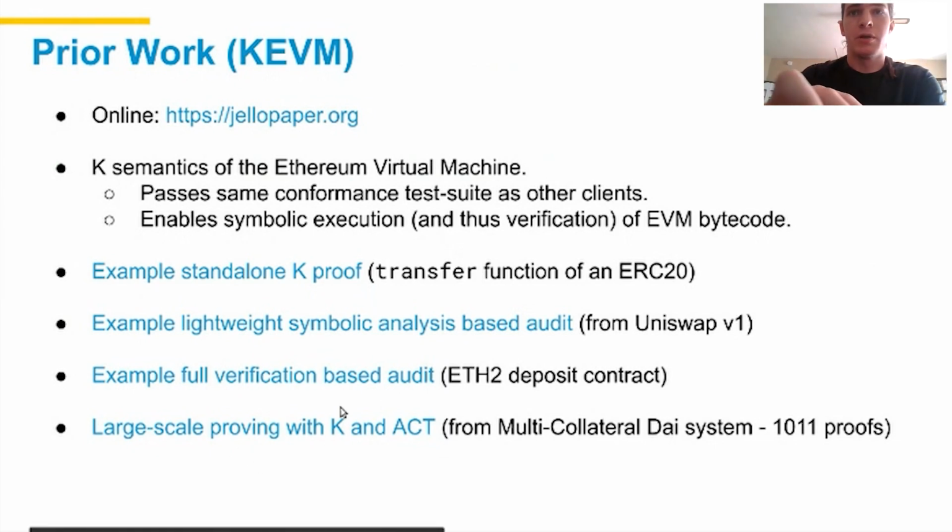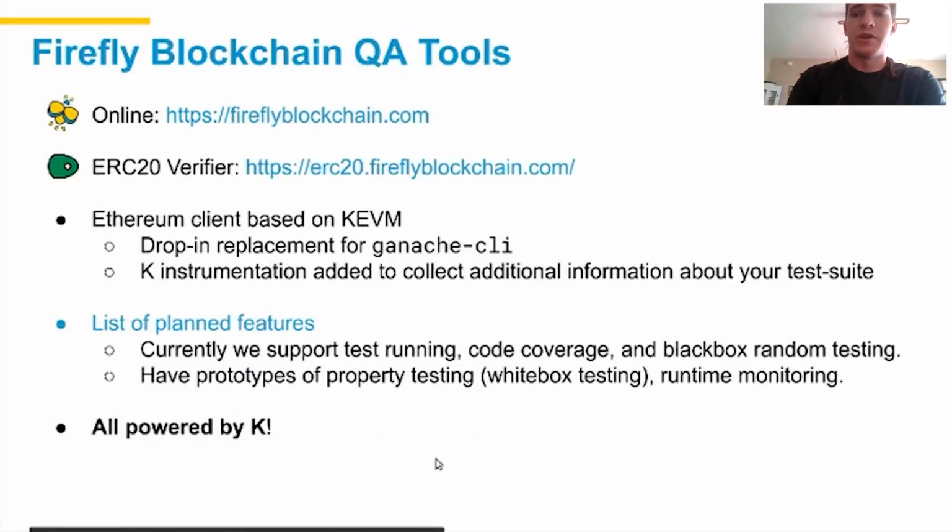And there's an example here with the multi-collateral DAI system, the stablecoin, where there are 1,011 proofs written in K. And this isn't a good example to look at to see what high-level language you could write down the specifications in and get the K automatically generated from, so you don't have to write it yourself.